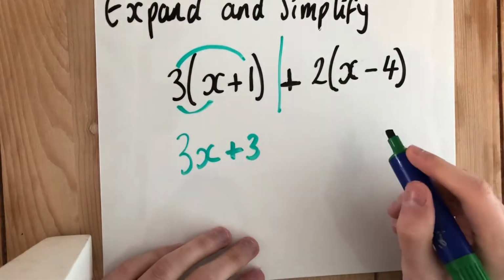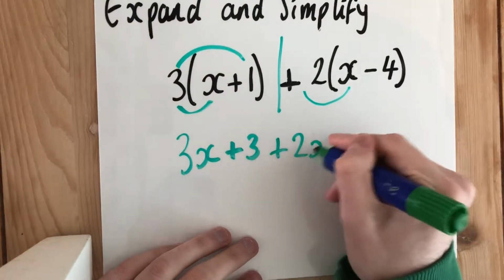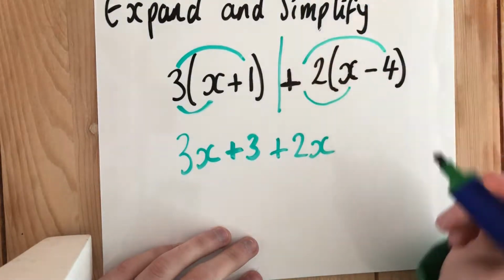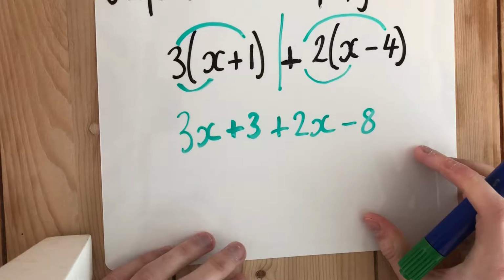I then move on to the right-hand side. Positive 2 times by x is positive 2x. Positive 2 times by negative 4 gives me negative 8. That's the expanding part done.